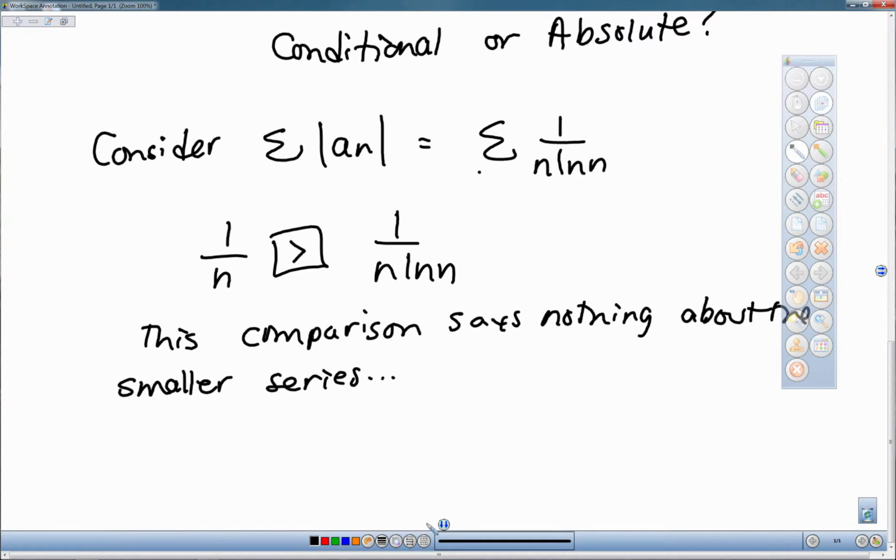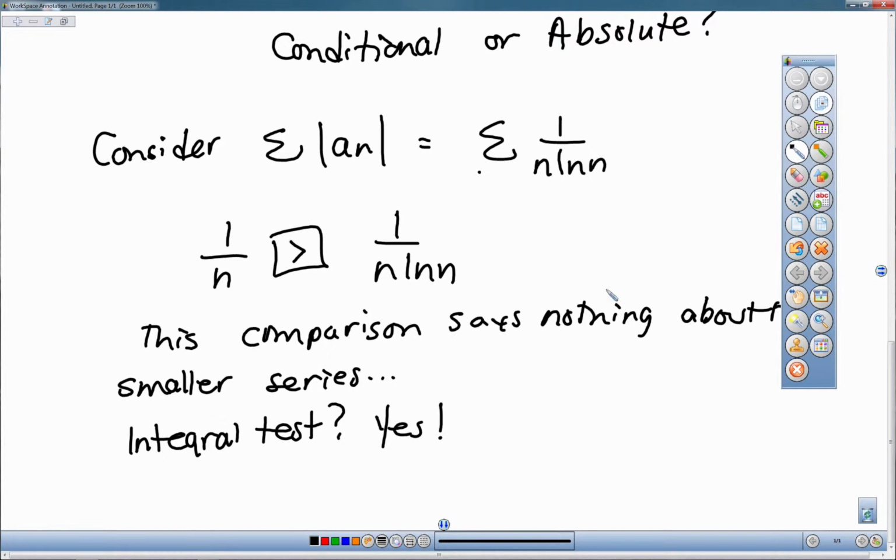Well, at this point, we start looking through our list of tools that we've developed, and if the direct comparison test doesn't work, and we're trying to determine the convergence of this particular series, I wonder if the integral test would work. Well, do we have a series that's decreasing? Yes. Are they all positive? Yes. Awesome. So this is a perfect candidate for the integral test. And let's go ahead and let's see what happens. So let's see what happens, folks.